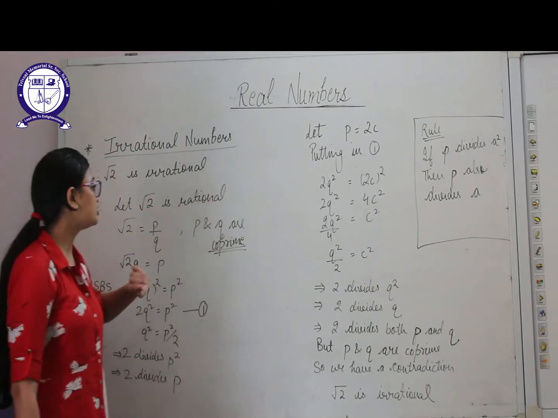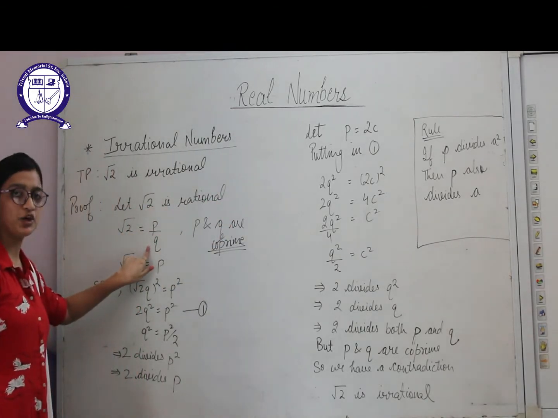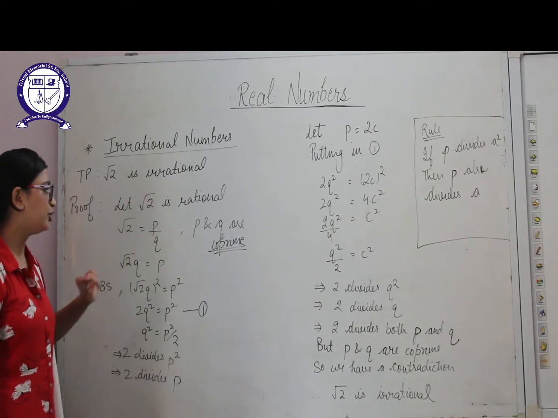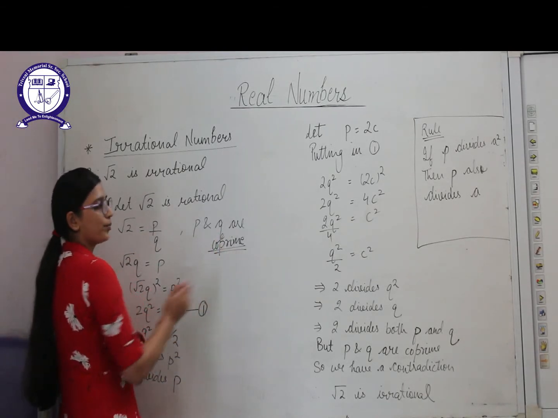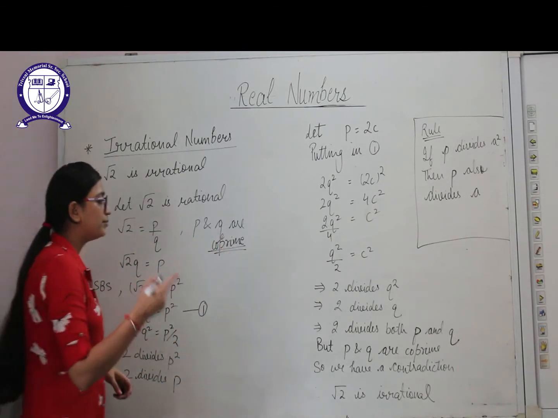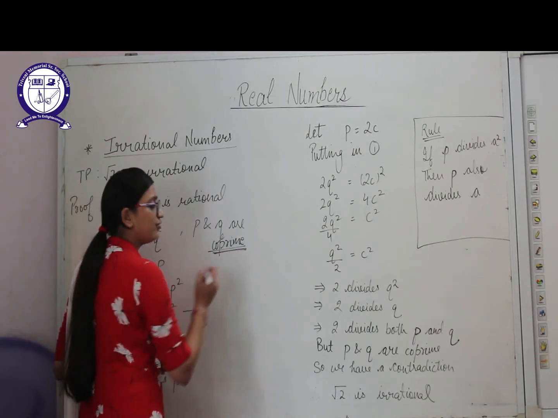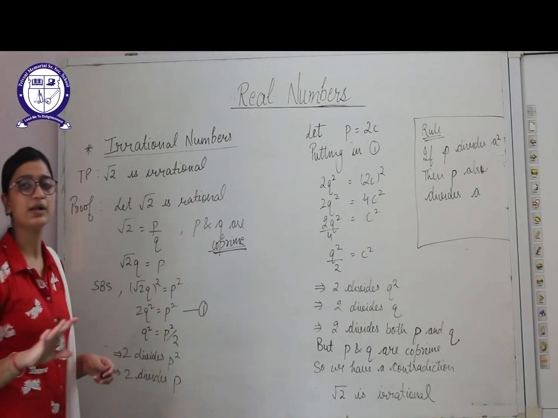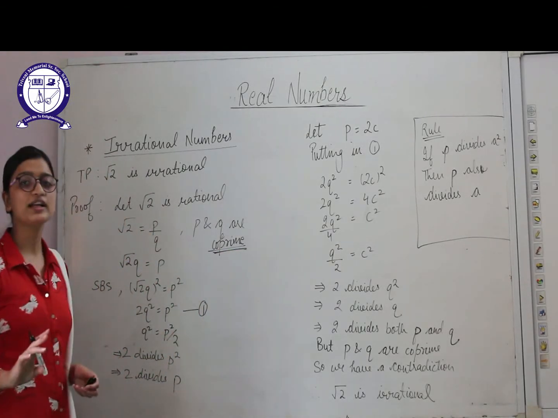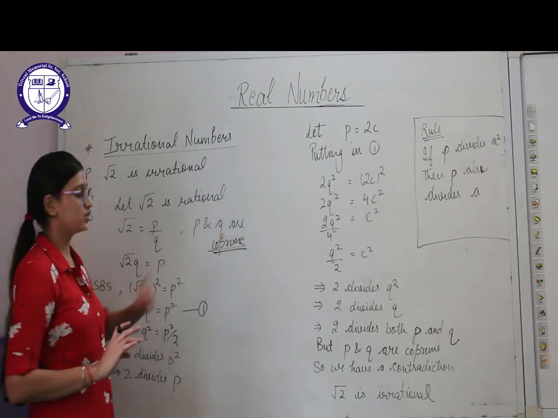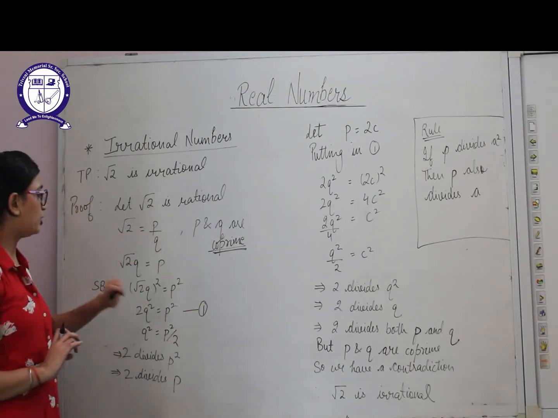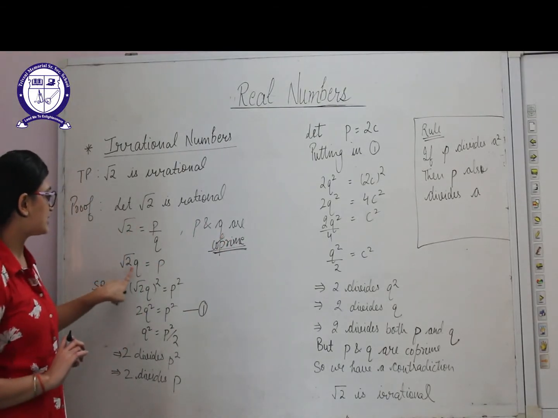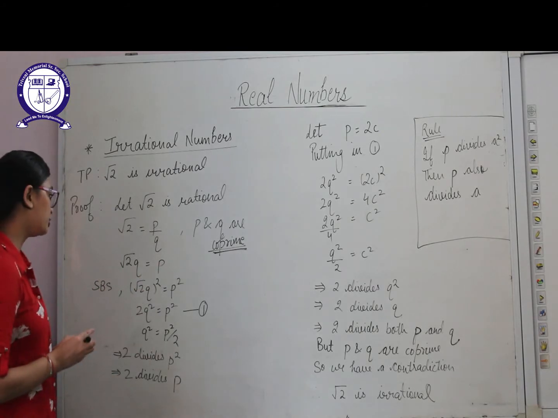We know that a rational number is of the form p by q. So root 2 will be p by q, where p and q are co-prime. What is a co-prime number? Co-prime numbers are numbers which are both divisible by 1 only. No other number can divide both the numbers. So root 2 equals p by q. We will take q on the other side. It will be root 2 q equals p.